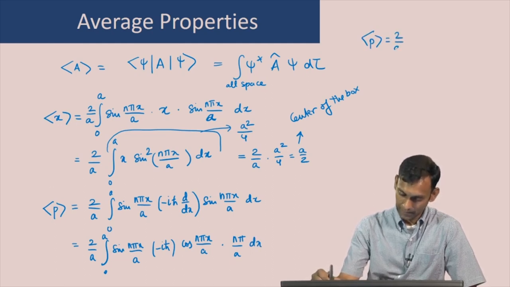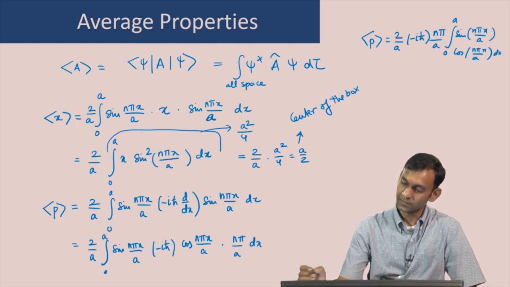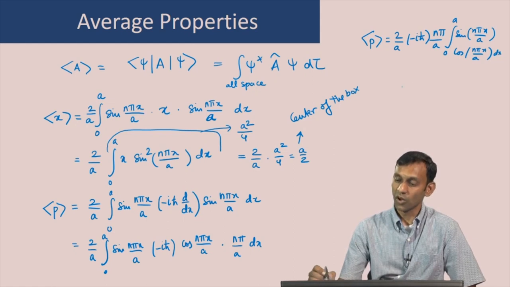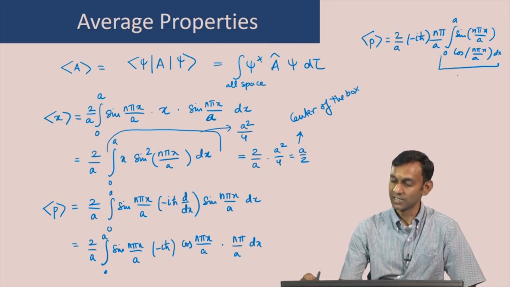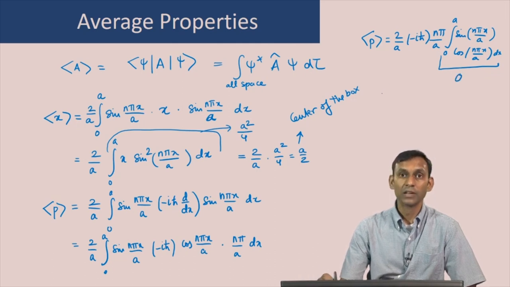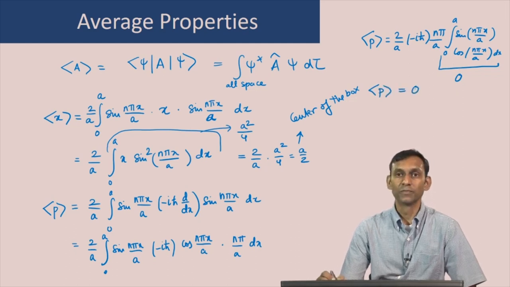2 over a multiplied by minus i h bar n pi by a, and then integral from 0 to a of sin n pi x over a cosine n pi x over a dx. And if you solve this integral here, you will find that the value of this is equal to 0. So, the average momentum of the particle in a box is equal to 0.